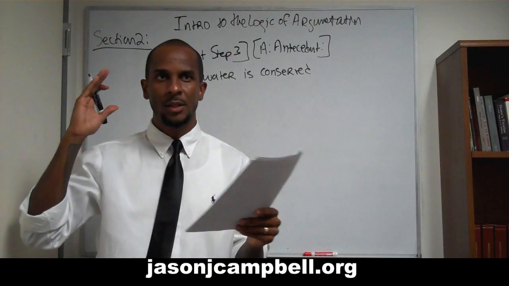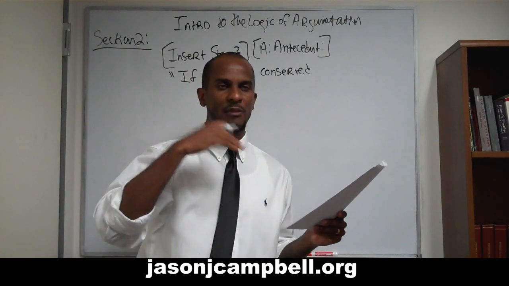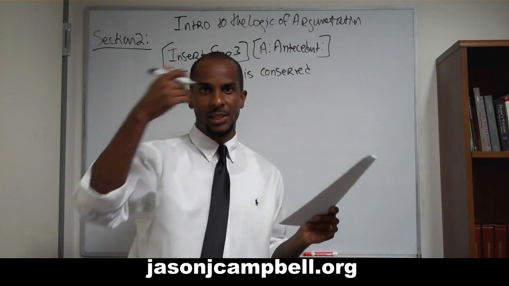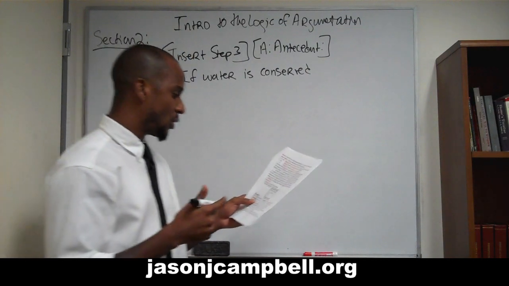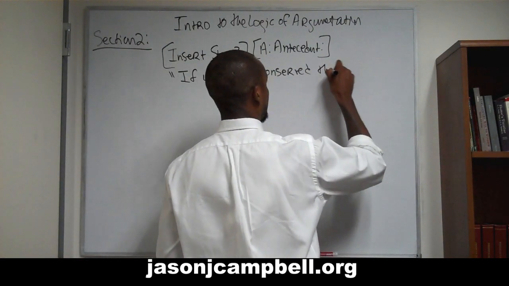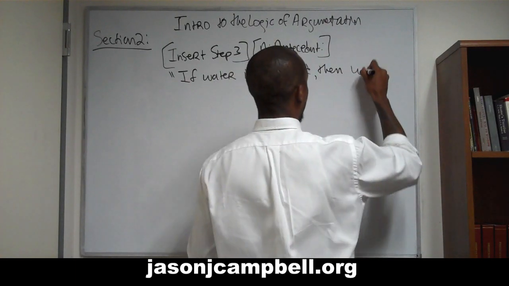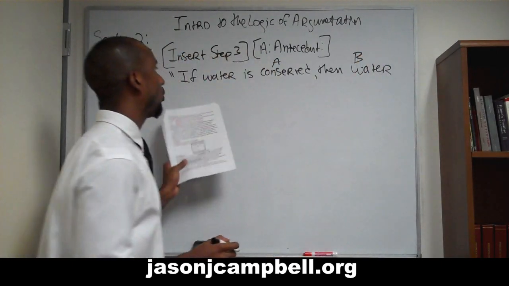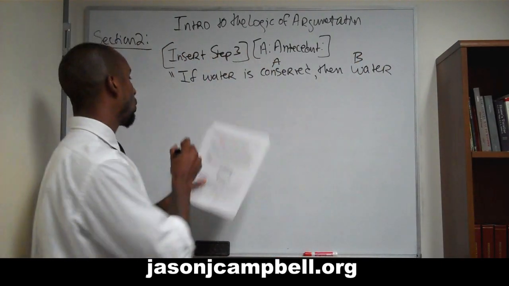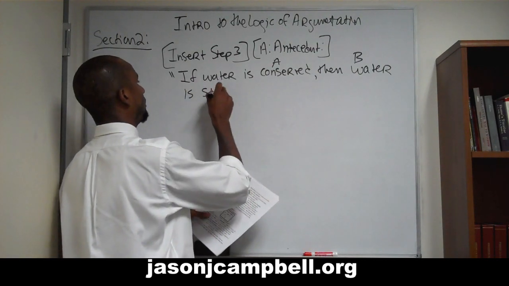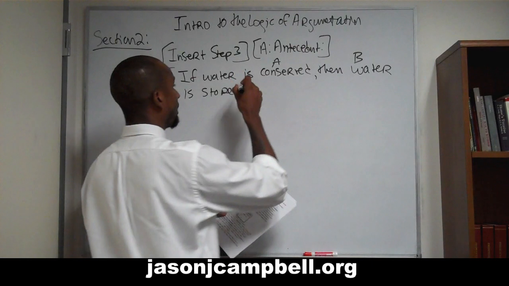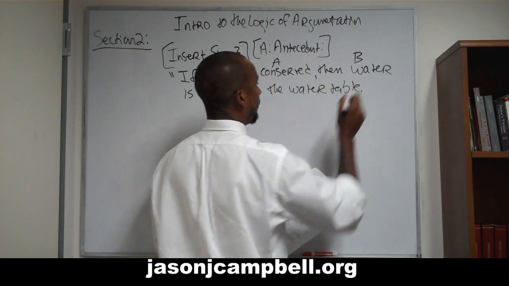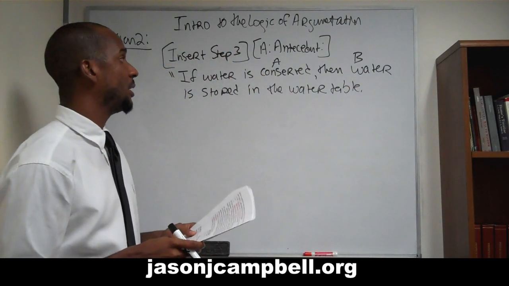As soon as I see the word then, as soon as I see that comma, I know I've transitioned. That comma, that word then, is the line of demarcation between the antecedent and the consequence. So, if water is conserved, then water is stored in the water table. We know that this is A, and we know that this is B.